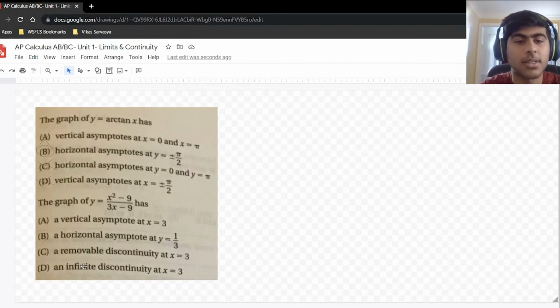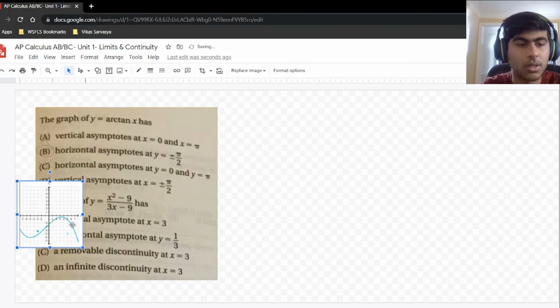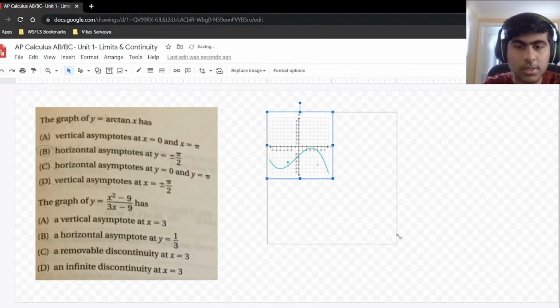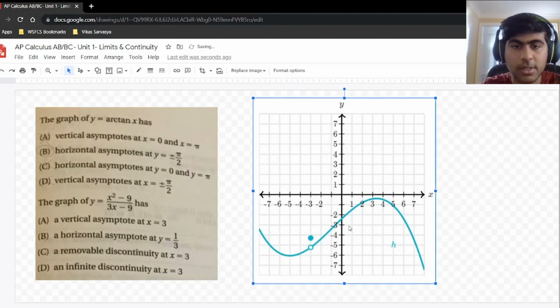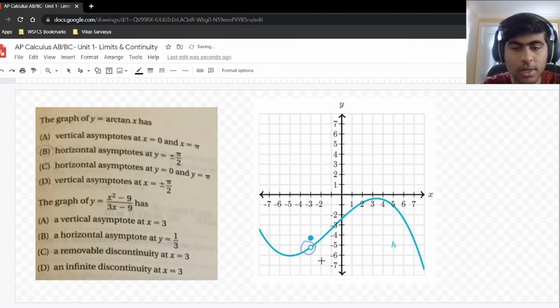A removable discontinuity is basically a point on the graph where you have a hole. Let me show you. Using this graph from 4, at x equals minus 3 we have a removable discontinuity, right? It's a hole in the graph. If we take that hole out, then the graph will be continuous. We're just going to ignore this other point right here because it's not part of the curve. If we take this point out, the curve is continuous. It's a removable discontinuity.